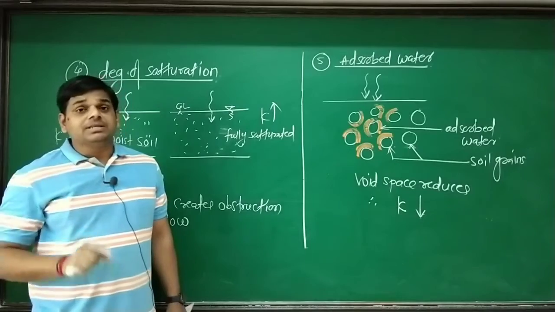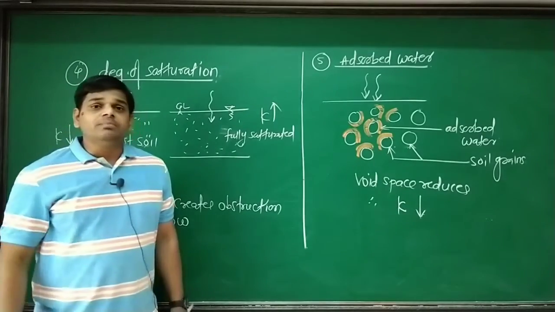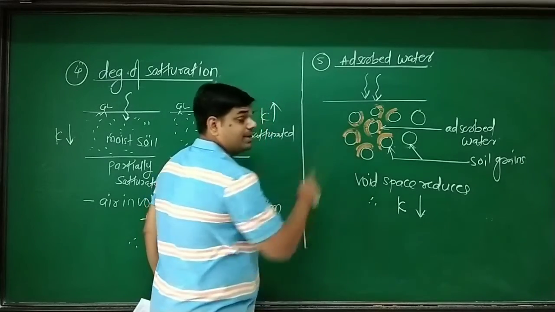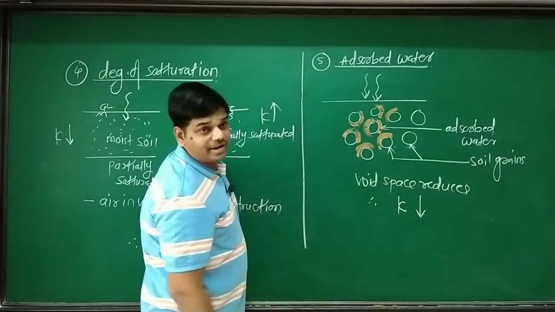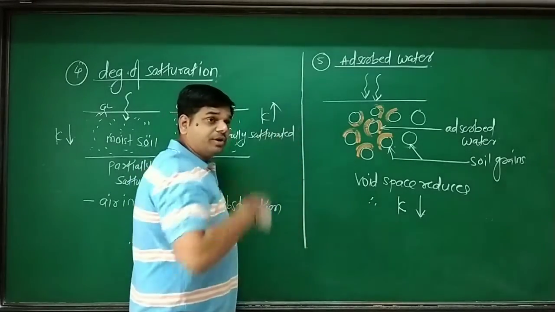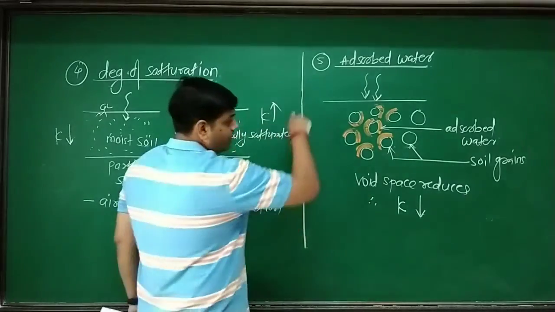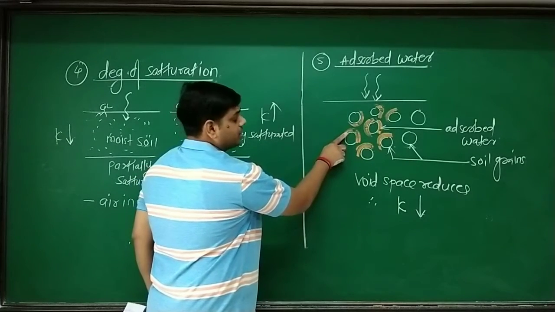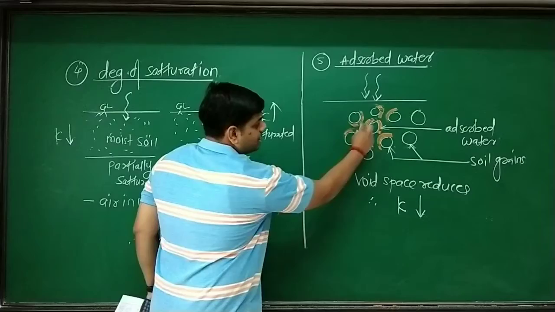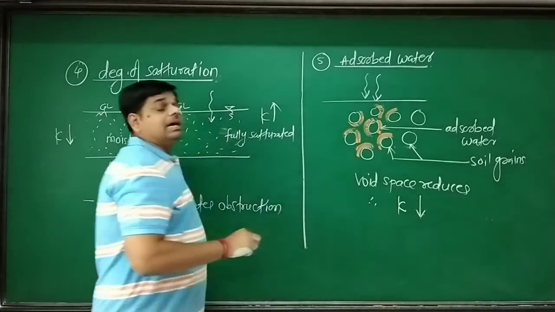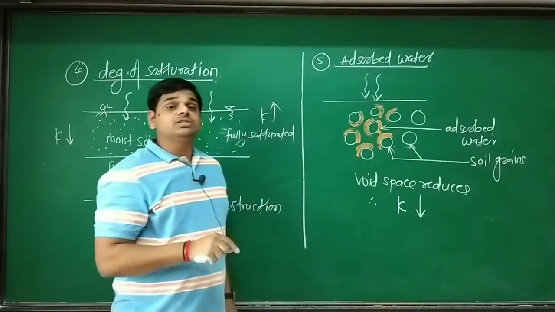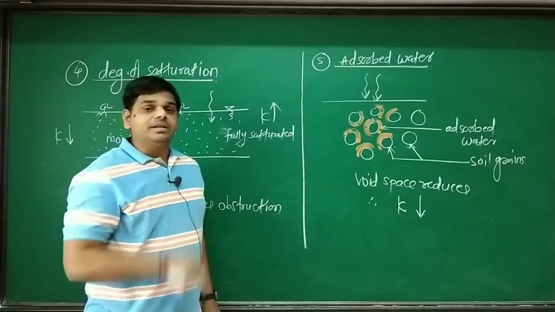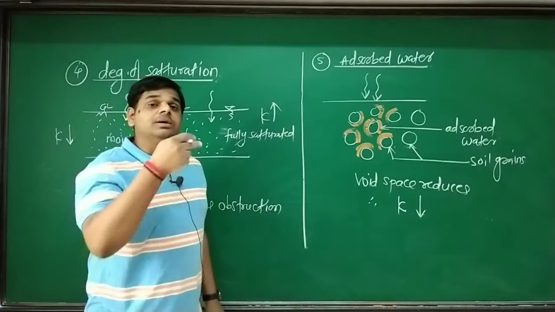When this adsorption exists, the void spaces reduce, because if void spaces are more, then flow will occur at a higher rate. If void spaces get reduced, then flow reduces. In the diagram, the orange color indicates adsorbed water, and because of it the void space reduces, resulting in resistance or decrease in the flow through a soil mass. That decrease is called reduction in permeability.